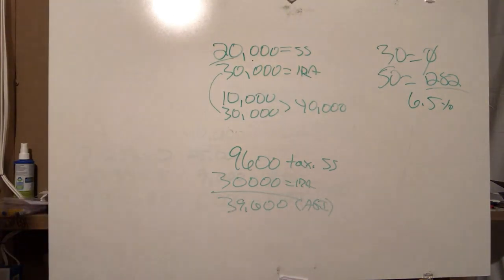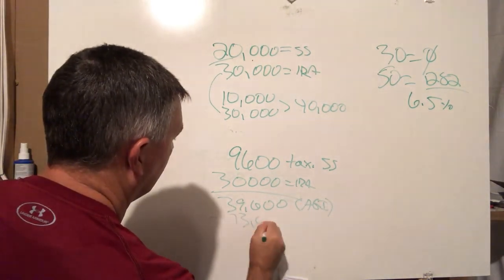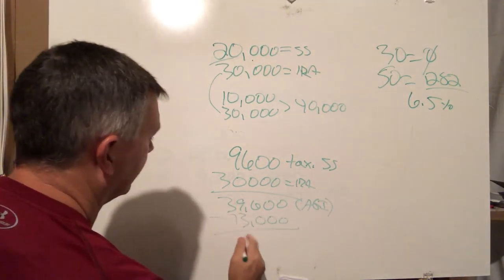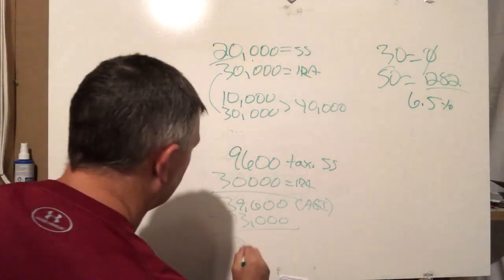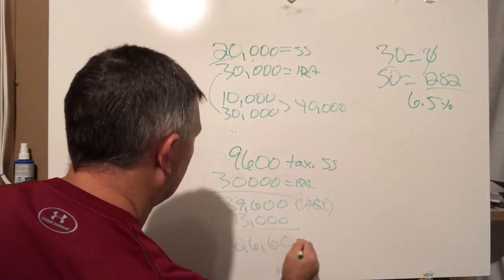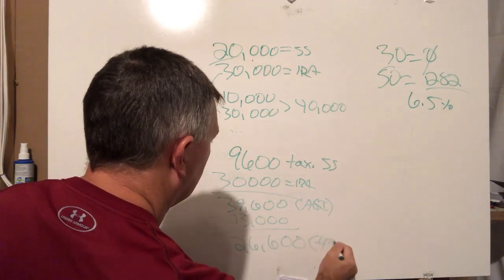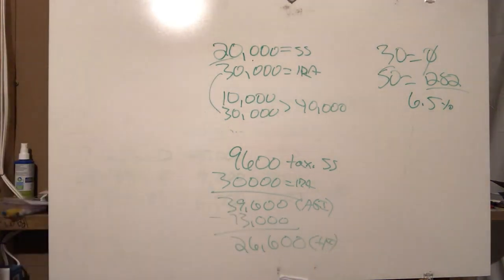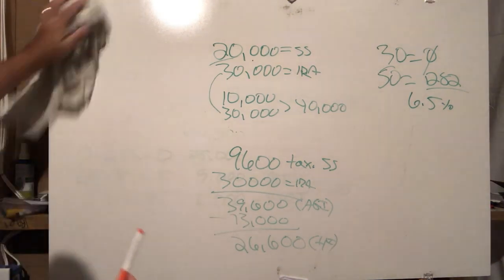All right, so now we take $13,000 as a standard deduction. That leaves a taxable income of $26,600. That's our taxable income, $26,600. Let me see if I can get another thing here. Looks like that's hurting a little bit. $26,600 is her taxable income.